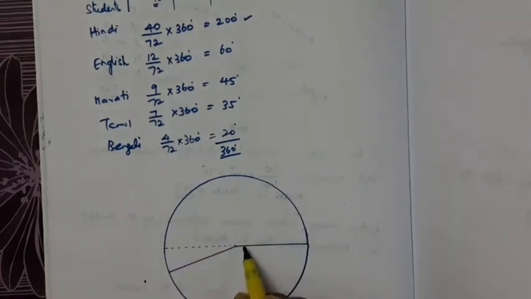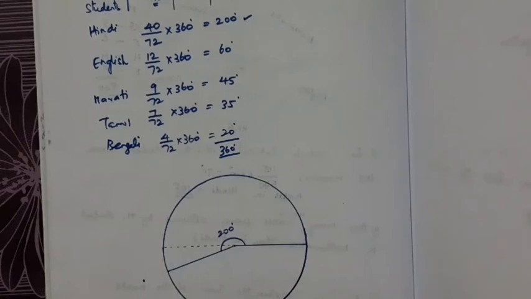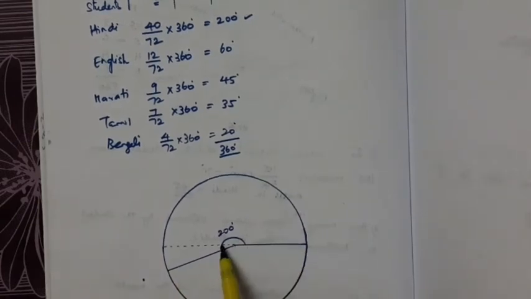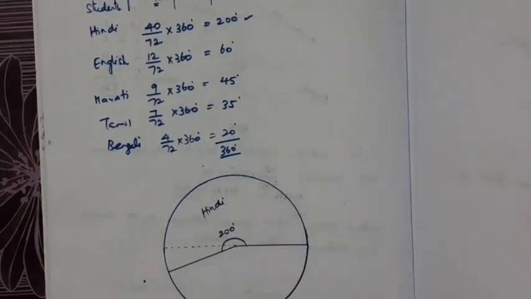From this line to this line it will be 200 degrees. From here to here it is 180, which is a straight line, and from here to here it is 20. So in total it will be 200. Once you have drawn this, you can remove the dotted line. So this is 200, Hindi.